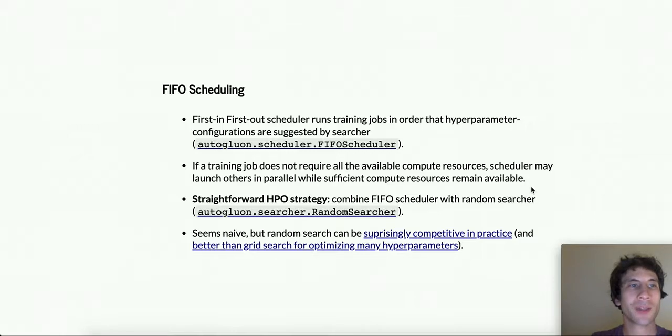First in, first out scheduling simply runs training jobs in the order that hyperparameter configurations are suggested by the searcher. If a training job does not require all the available compute resources, the scheduler may launch other jobs in parallel while sufficient compute resources remain available. A straightforward hyperparameter optimization strategy is to simply use this first in, first out scheduler with a random searcher that simply suggests random hyperparameter configurations from the search space. This seems very naive, but random search can be surprisingly competitive in practice and is much better than grid search for optimizing over many hyperparameters simultaneously.